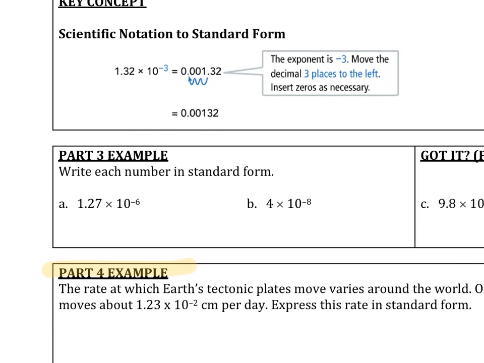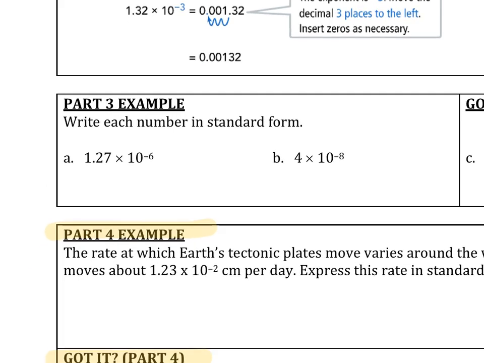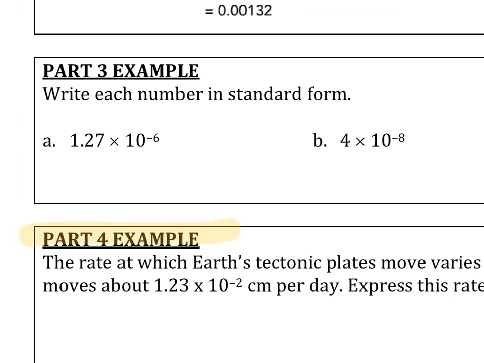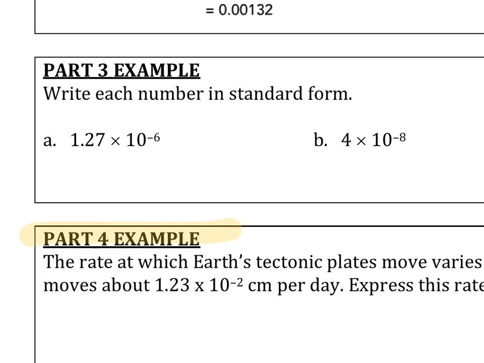Let's take a look at some examples down here. 1.27 times 10 to the negative sixth. All right, I'm going to write 1.27 first, and I'm going to move the decimal point 6 places to the left in this case. 1, 2, 3, 4, 5, 6. There's my new decimal point. Fill in zeros in the gaps. So my new number is 0.000000127.